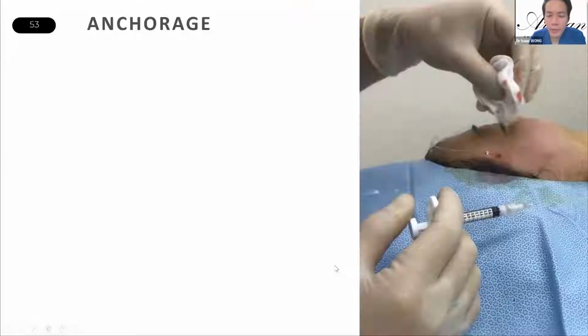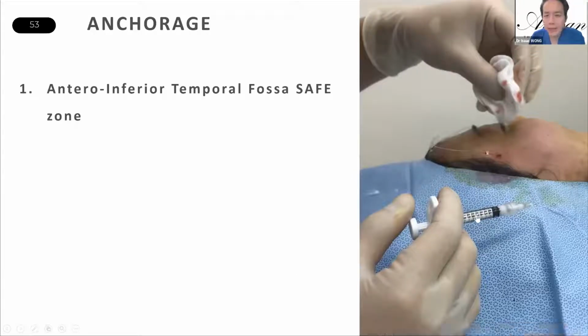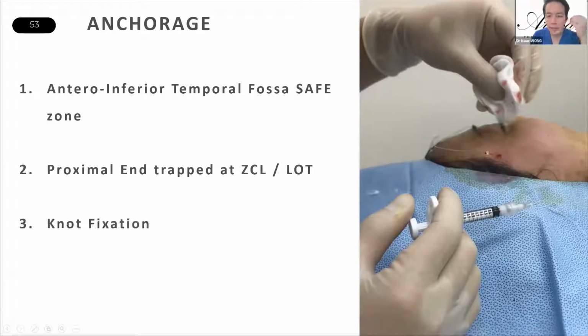So how do we anchor that? We can anchor by using a collagen stimulator. We can inject it into the temporal area where the threads would be. And we can even use a knot to fixate it into the temporal fossa, if the threads that we use are thinner.